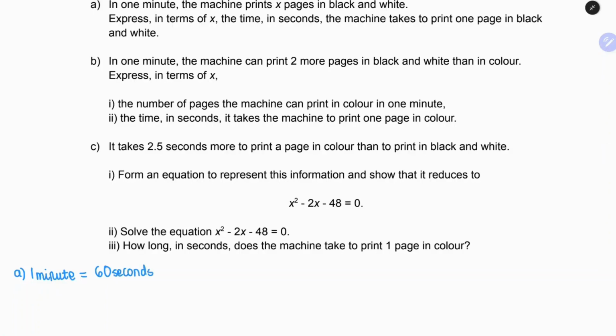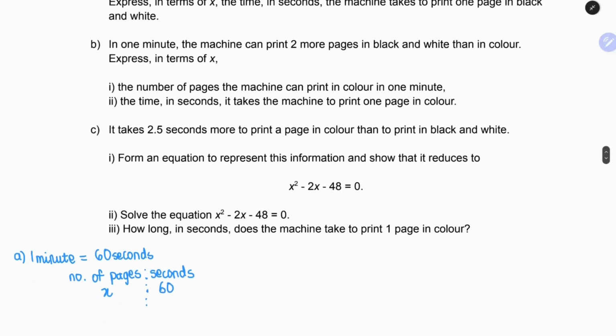So let's do something like this, something that looks like this. We're going to say the number of pages is 2 seconds. It says that it prints X pages in black and white in 1 minute. And we said that 1 minute is equal to how much? 60 seconds. So we're just going to put 60 like that.